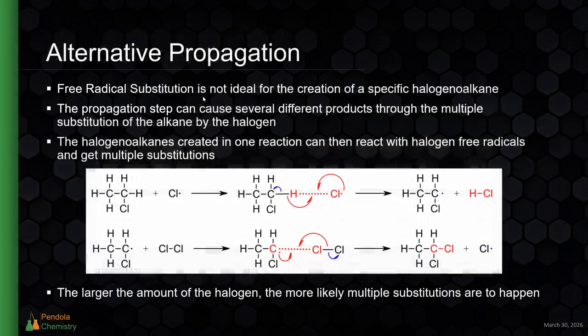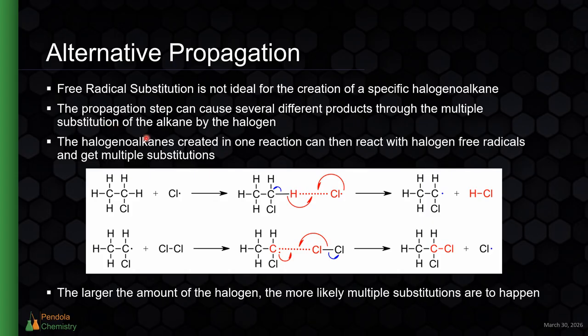This leads to something that's very annoying in organic chemistry, which are alternative reactions. Reactions that are less likely, so they don't happen as much, but they still happen. Free radical substitution is not ideal for a creation of a specific halogen alkane. You cannot control what free radicals do. So what happens? The propagation step can actually cause several different alternative products to happen, because we get what we call multiple substitution of the alkane.